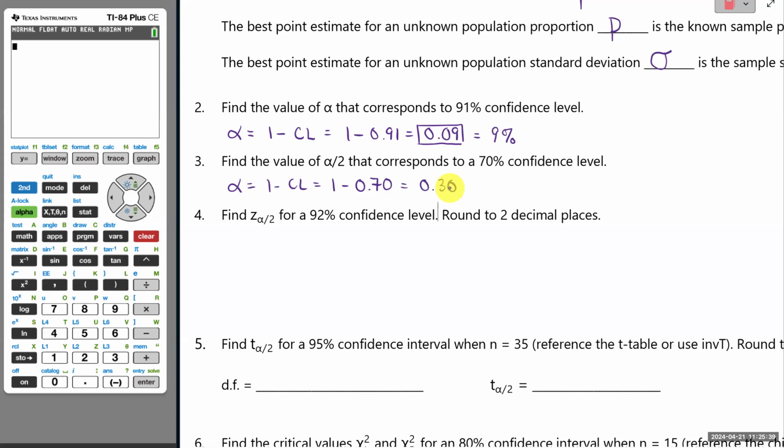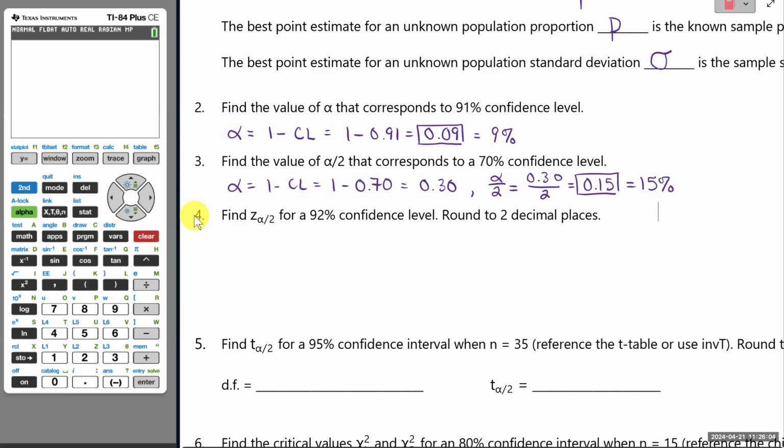There's alpha. And then we want to know how much is in each tail individually. So we take alpha and divide that by 2. That will be 0.15. And I'll just write that in percent as well. So there'd be 15% in each tail. So 70% in the middle, and then 15% in each tail.